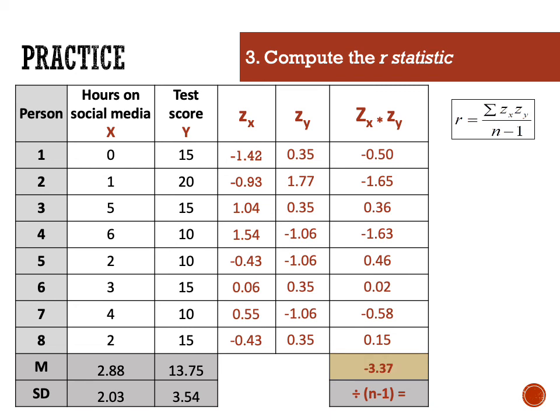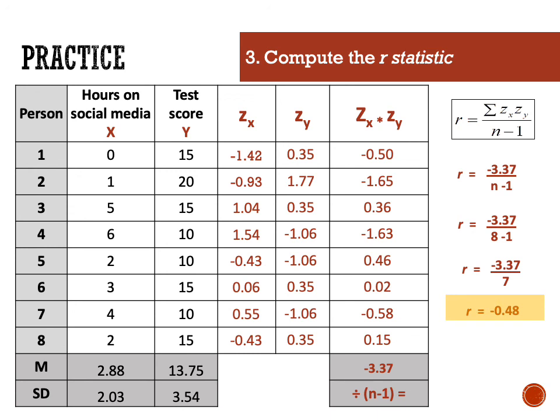So once you add up all those numbers, you should get negative 3.37. So that's the sum of multiplied z-scores. That's the numerator to our formula for r. So we're not done yet. Now we have negative 3.37 divided by n minus 1. So we know that our n is 8, so we just plug that in for 8 minus 1. And when we do that, we get 7. So ultimately, we'll be dividing negative 3.37 divided by 7. And that's going to give us negative 0.48. So that is our r statistic.